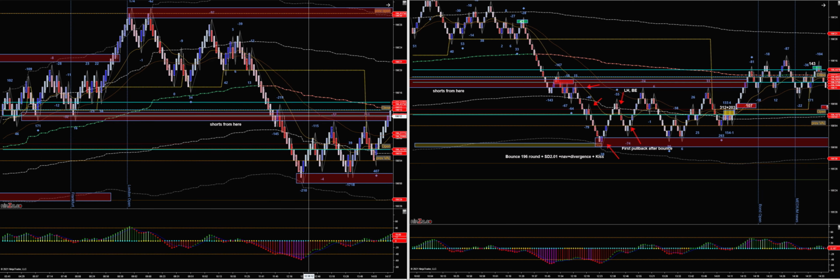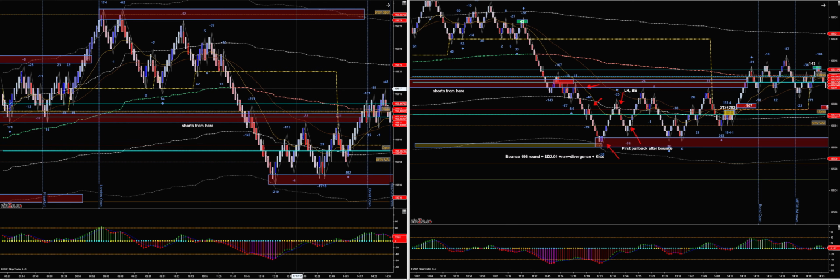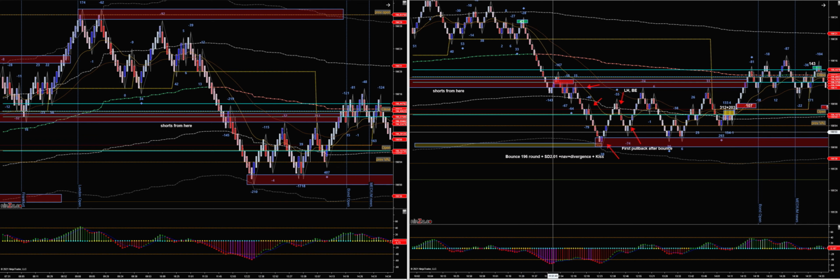We had this zone here that I drew this morning on the London. I was telling people in the group we're going to go short from this zone. All good. Bias above this zone is look for longs. So what did we see?